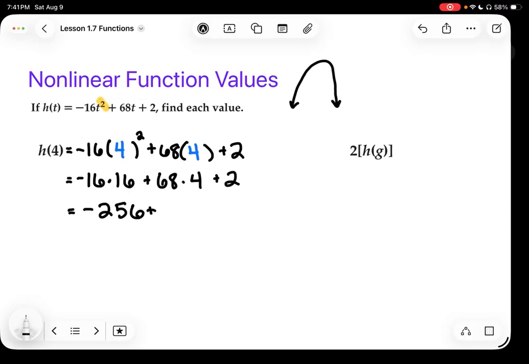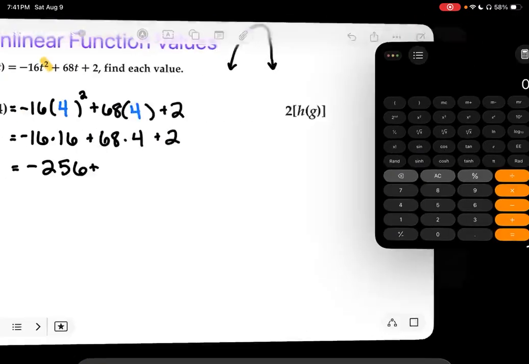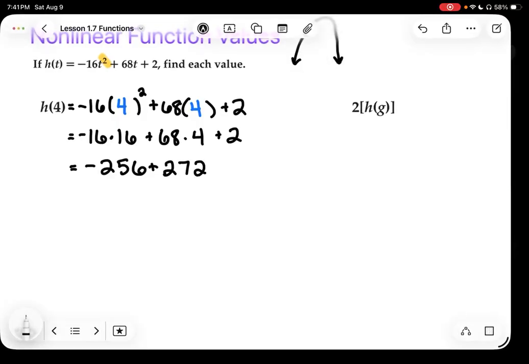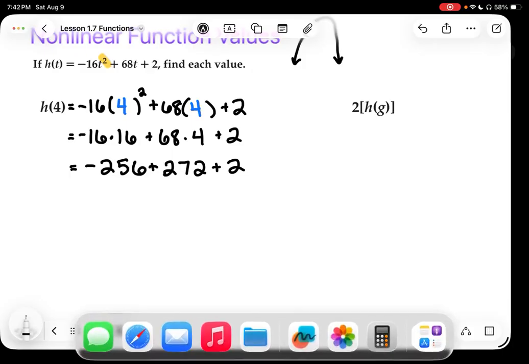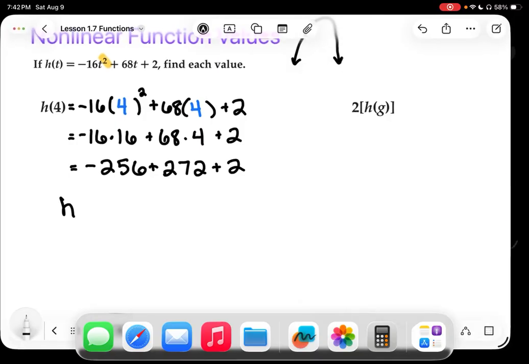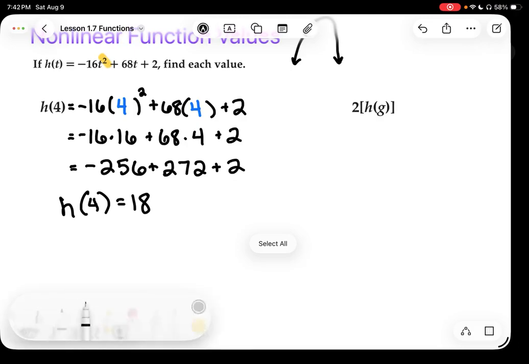But then 68 times 4 is a doozy. So let's go ahead and grab our calculator here. Let's do 68 times 4. And that's going to give us 272. There we go. And so we're going to have negative 256 plus 272, minus 256, and then plus 2. And our total answer here is going to be 18. So h of 4 equals 18. All right. So there's our solution there. That means if we were to write this as an ordered pair, it'd be (4, 18).